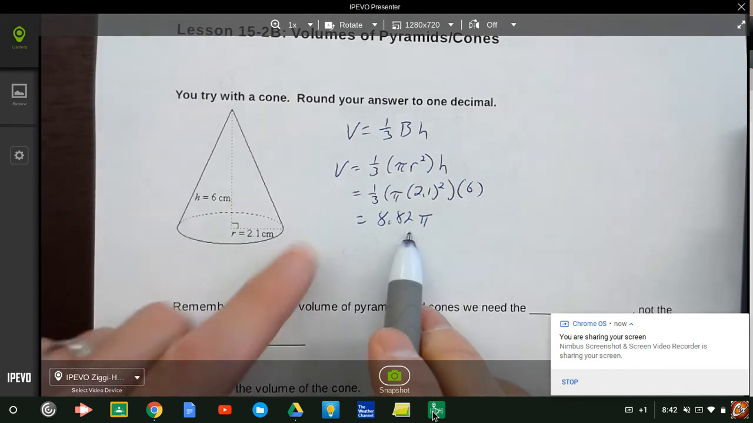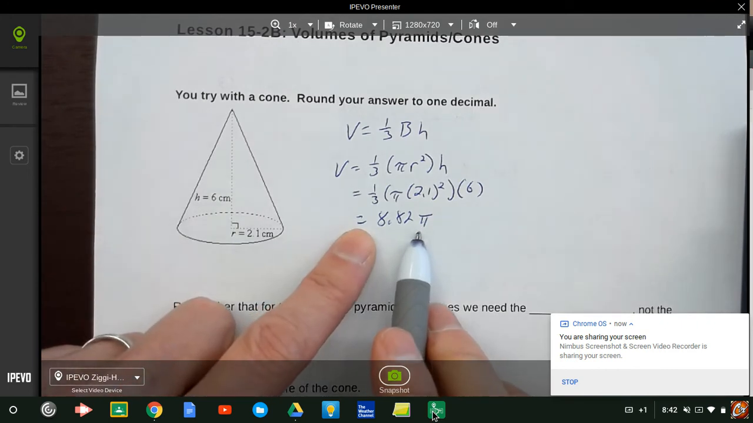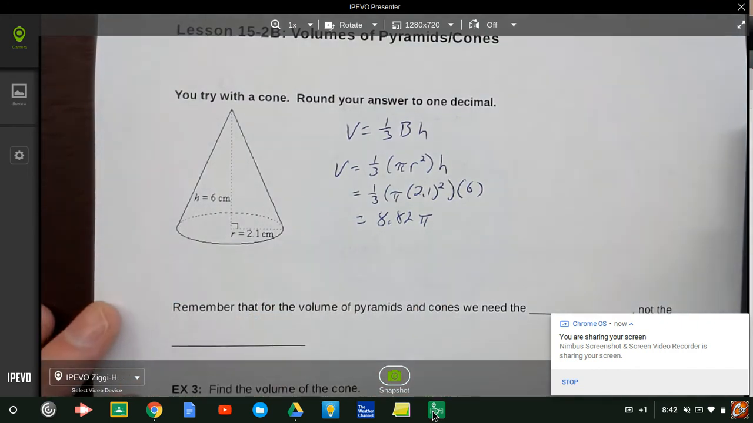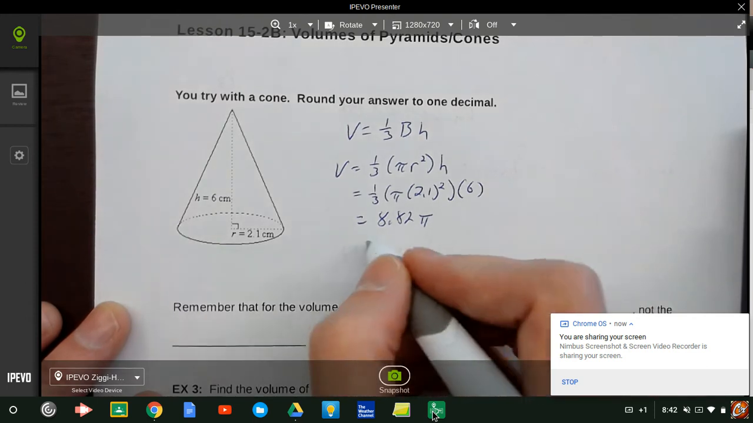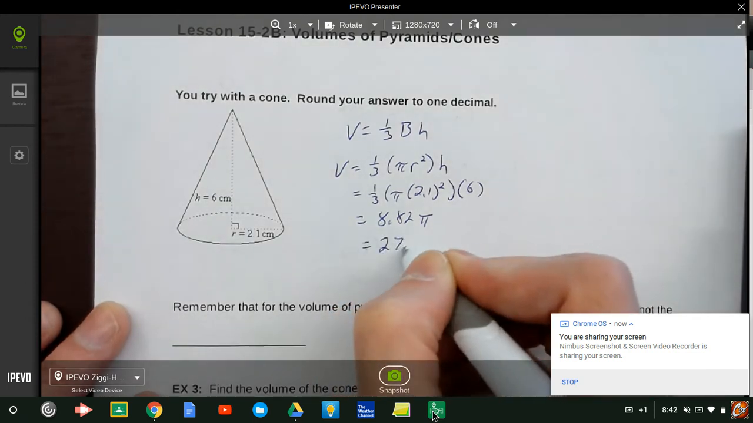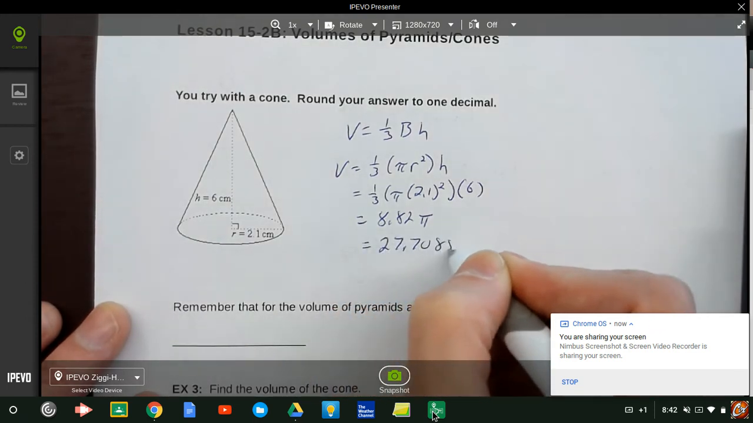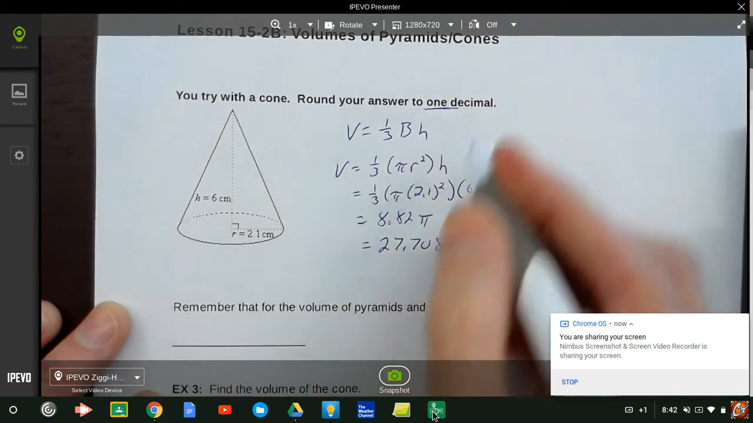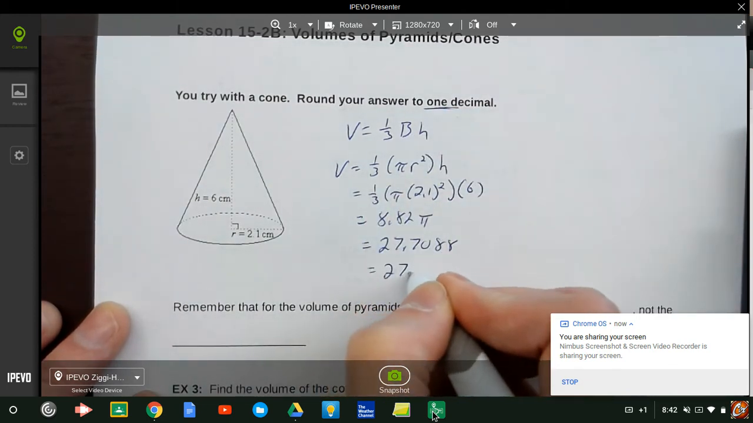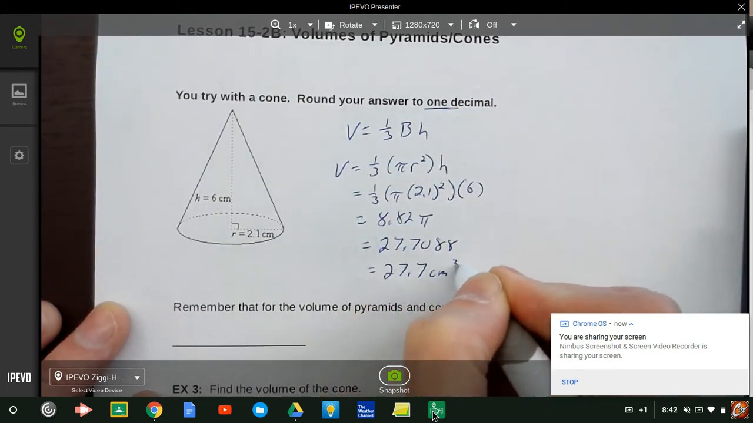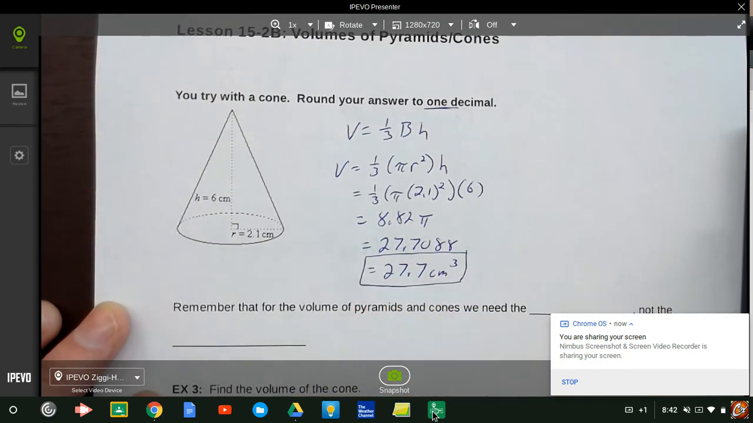And again, I like to write it like this. And now that I'm all done, now I'll multiply by pi, and that'll give me my rounded answer. So I got 27.7088, round it to 1 decimal. So we'll call it 27.7 cubic centimeters. Okay, so that's pretty simple.